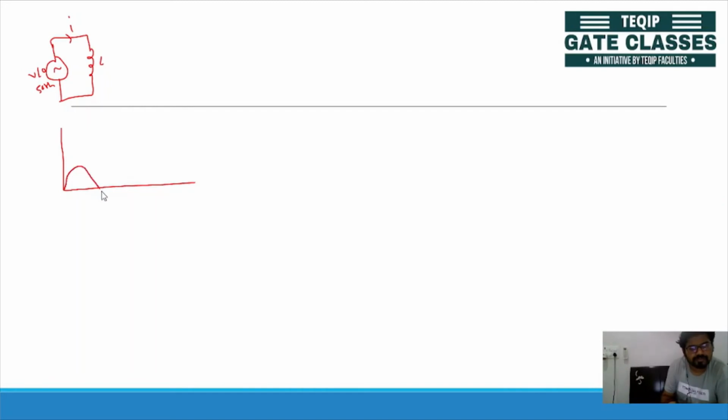If this is a voltage waveform, then from the relation you can say that the current is lagging the voltage by 90 degrees. It means it will start here, it will be like this, the current waveform. This is the voltage waveform, and this will be your current waveform.